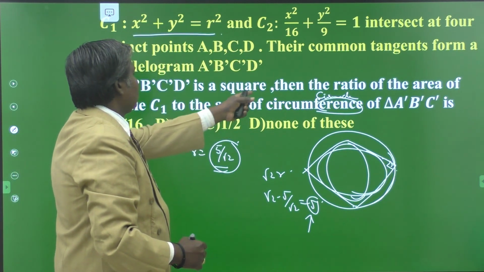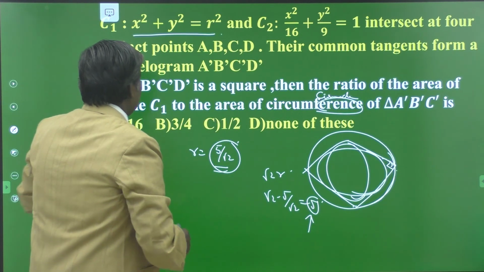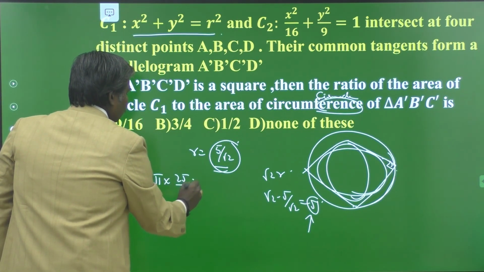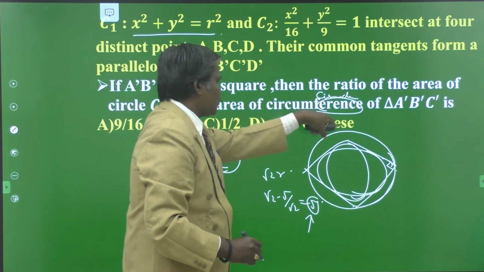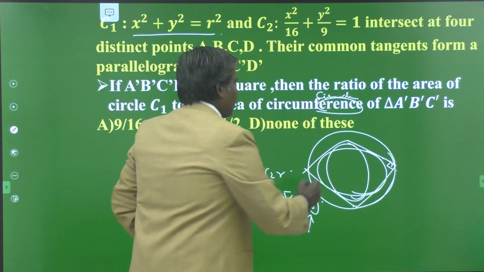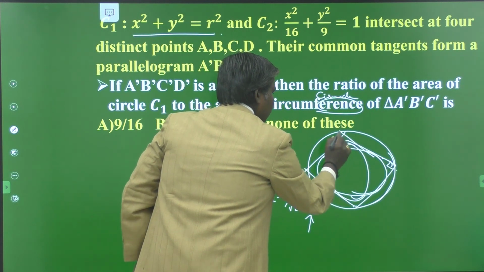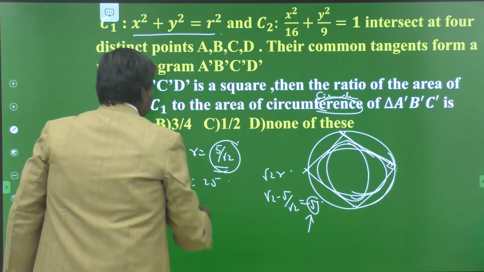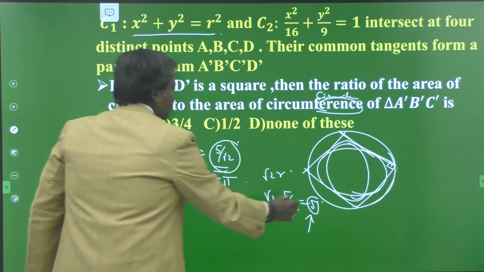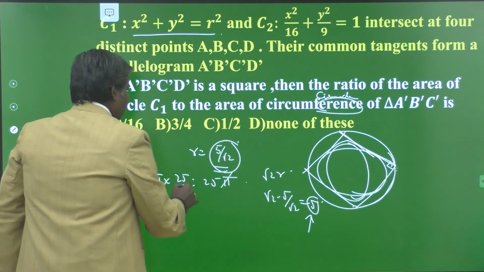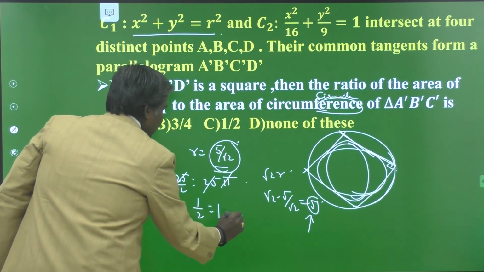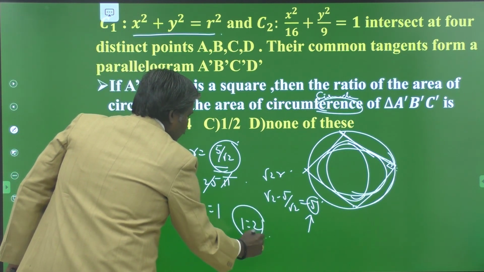What they are asking is the ratio of the area of the circle C1. The area of the circle is pi r square, that is 25 pi by 2, to the area of the corresponding circumcircle. The area of the circumcircle is what? r is 5 units, pi r square is 25 pi. Pi gets cancelled, 25 gets cancelled, 1 by 2 is to 1. So the ratio is 1 is to 2.